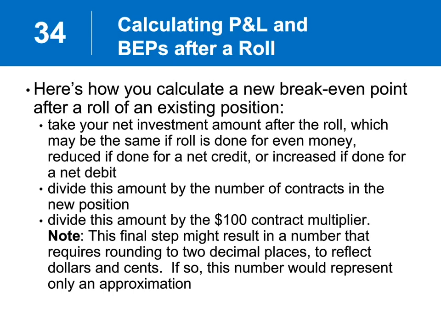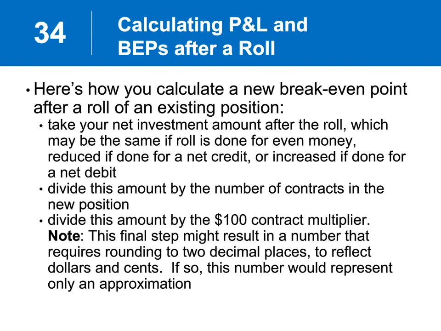You take the net investment after our roll. So we started with a $3,000 investment. We're going to take the net investment after the roll. If we did it for even, it's $3,000. We can go through a couple of the examples. In each case, it was either the $3,000 or less. We divide that by the number of new contracts in the new position, and then again divide that amount by the $100 contract multiplier.